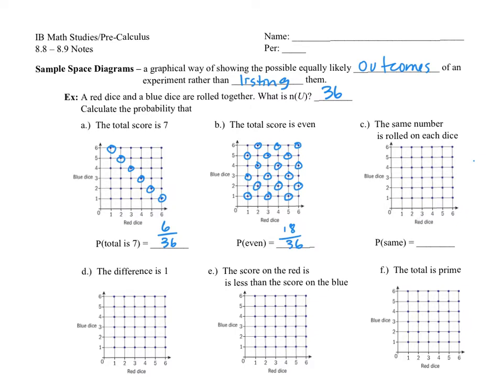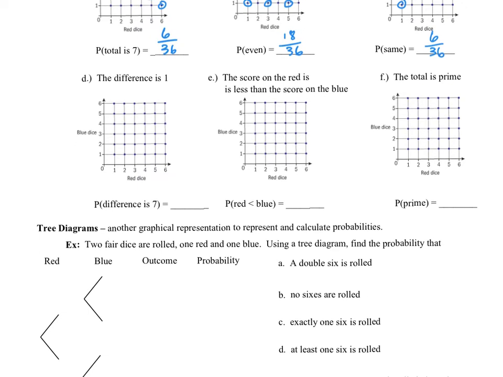So those outcomes would look like this: 1-1, 2-2, 3-3, 4-4, 5-5, and 6-6. So we count those. We can see that there are 6 ways that can happen. So our probability is 6 out of 36. All right. Letter D says the difference is 1.